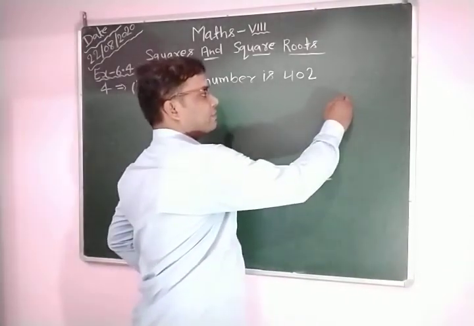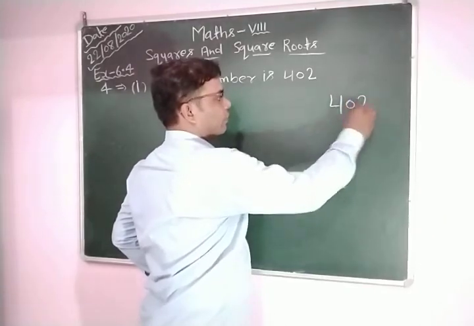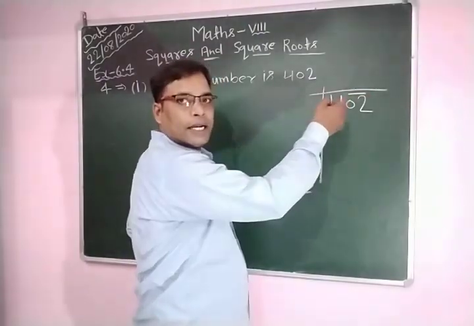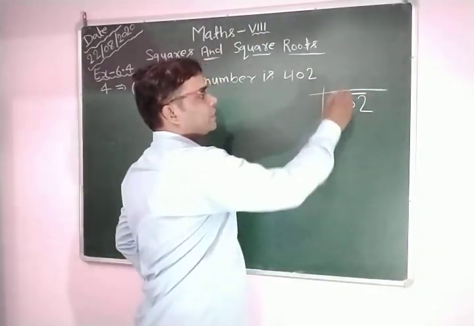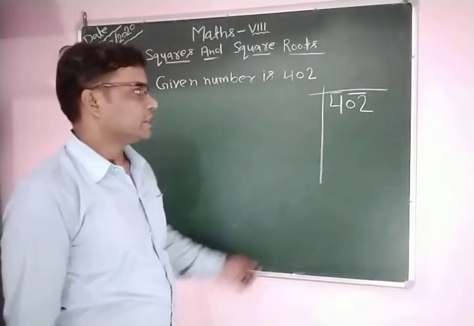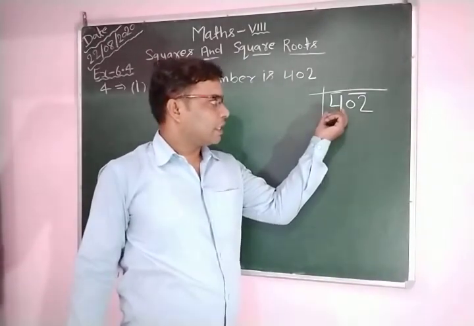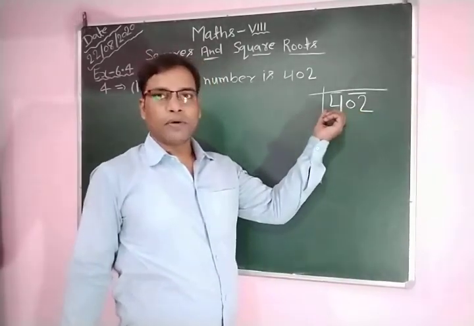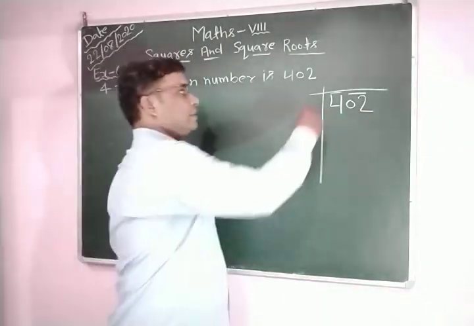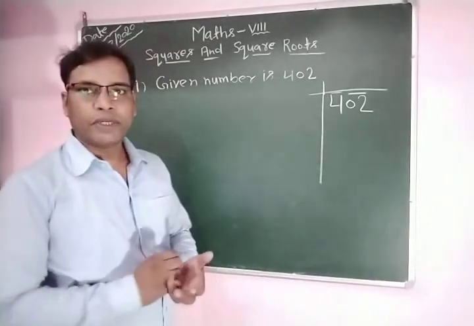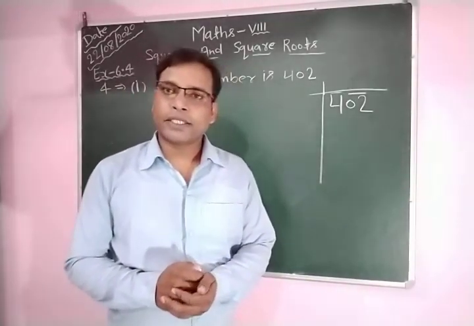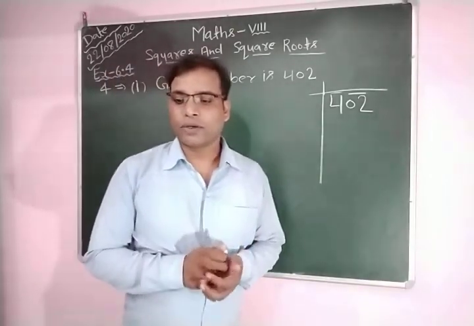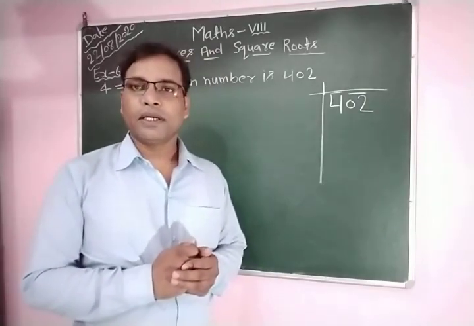First write here, this is 402. Pair the digits from right to left, and here you can see 4 is the single odd digit, so 4 is one pair, and the first pair is 02 and the second pair is only 4. The extreme left is 4. We select a number whose square is less than or equal to 4. Let us find the square root by the long division method.